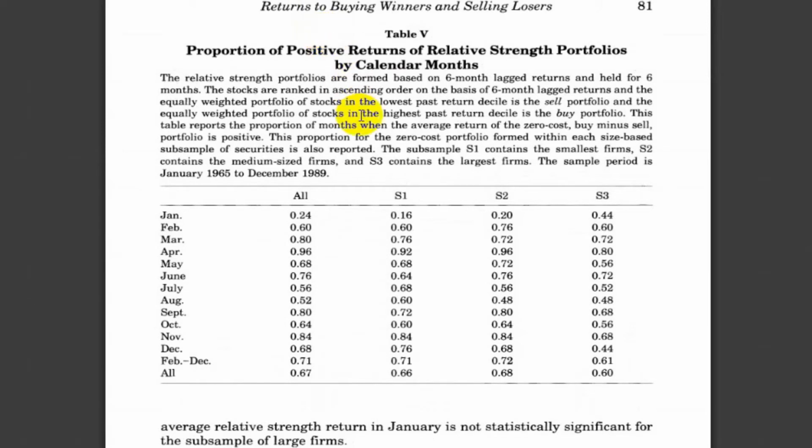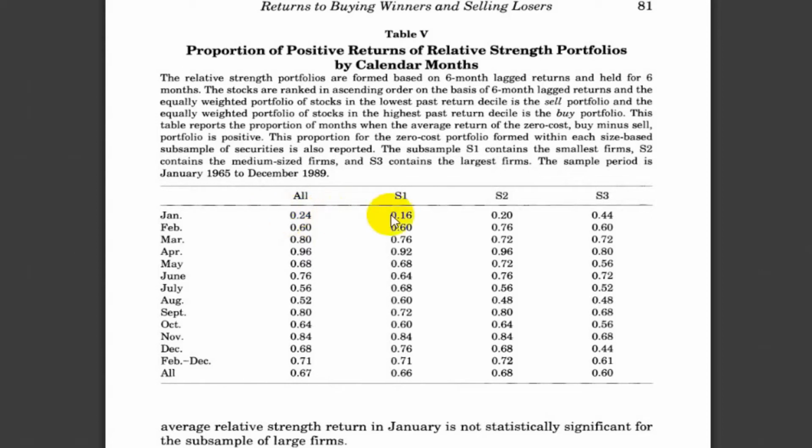And so this table reports the percentage of months where the buy minus sell portfolio is positive. So in total, the relative strength strategy earns positive net return, abnormal returns over 67% of the months. And excluding January, 71% of the months have positive returns. And in January, only 24% of the months occur where the buy portfolio's return exceeds the sell portfolio's return.